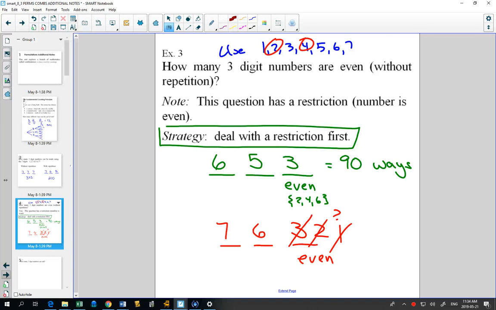But when you have a restriction, and you deal with that restriction first, say, I'm going to put either a 2, a 4, or 6 in my last space. Then I would only have 6 choices left for my first space, and 5 choices for my second, for 90 different ways.